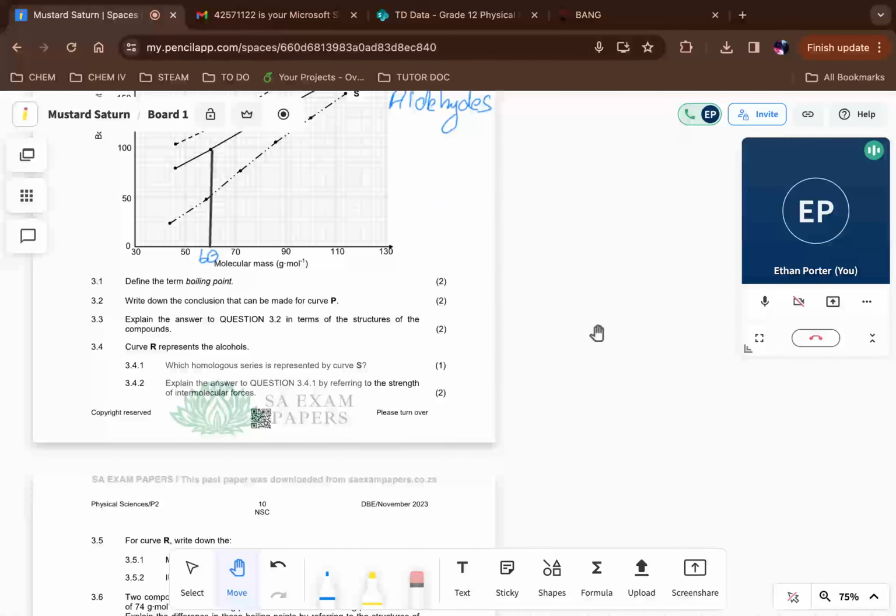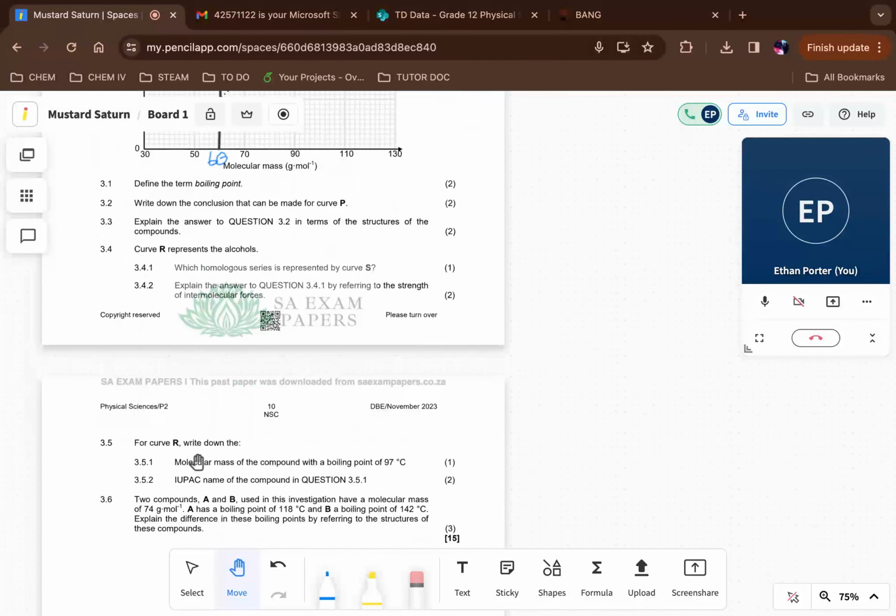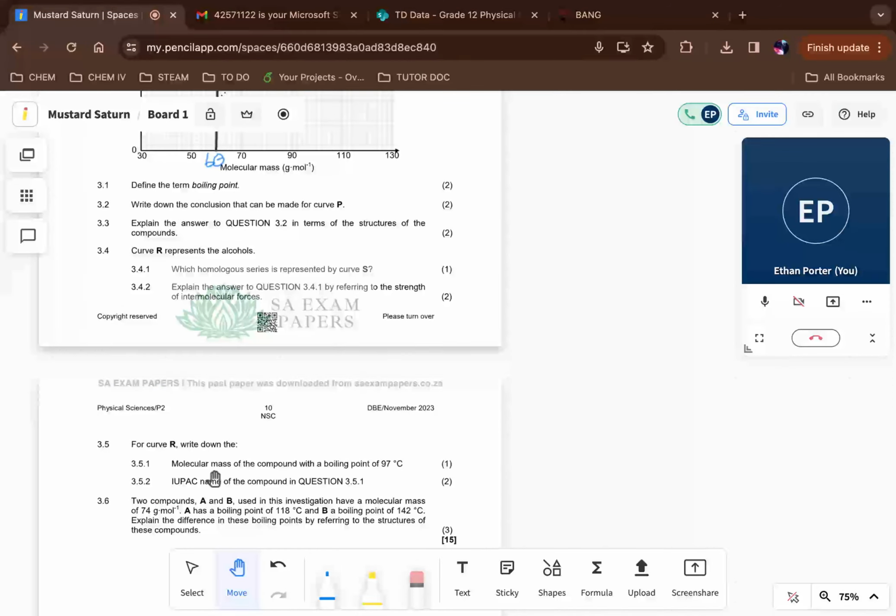Yeah, the answer to 3.5.1 is just 60 grams per mole. Sorry. Then it says, for curve R, write down the IUPAC name of the compound in question 3.5.1.